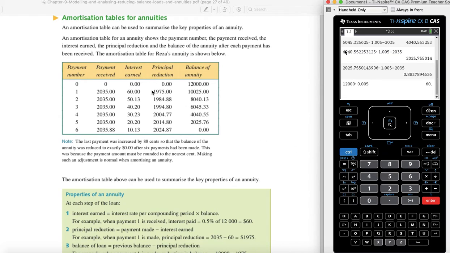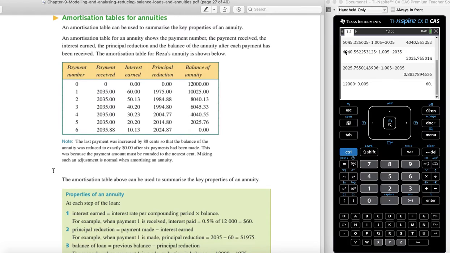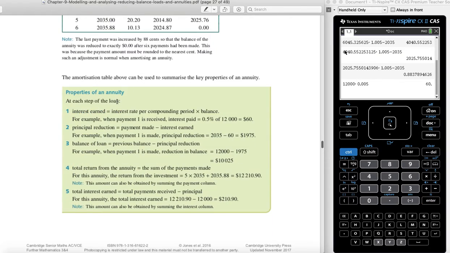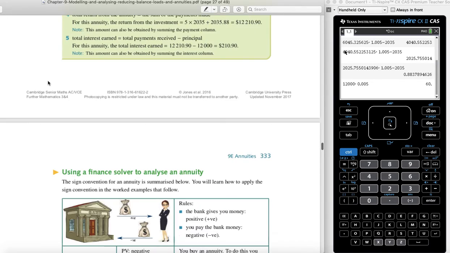So then we've got the principal reduction and the new balance of the loan, and it's what we learnt in our previous chapters. If you're still a little bit confused, this $50.13 is 10,025 times 0.005, which gives us this amount, and this is where the reducing balance happens. You're getting less interest in this case. If you want to look in your textbook, it goes through how those values are made, and my previous videos say the same thing.